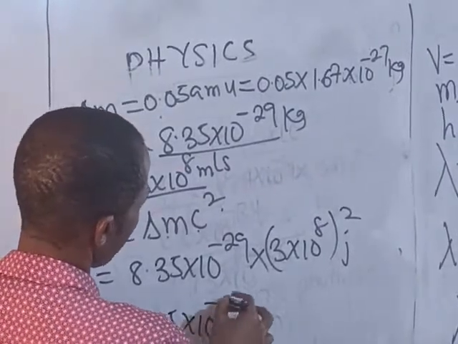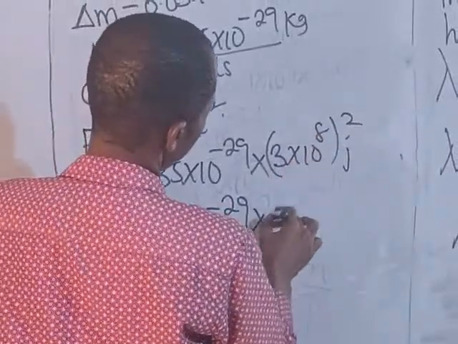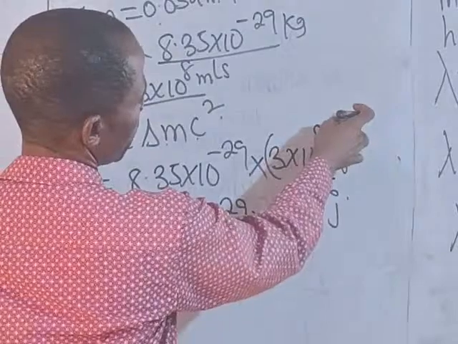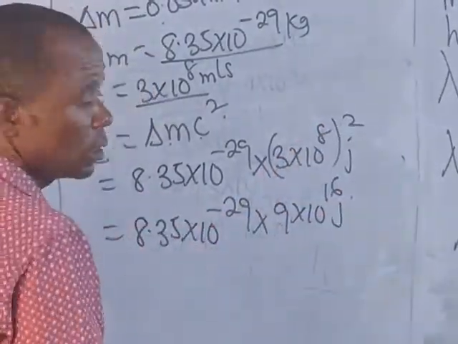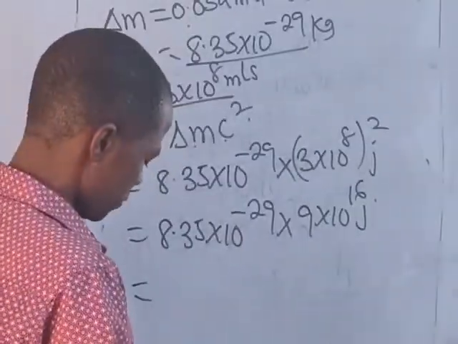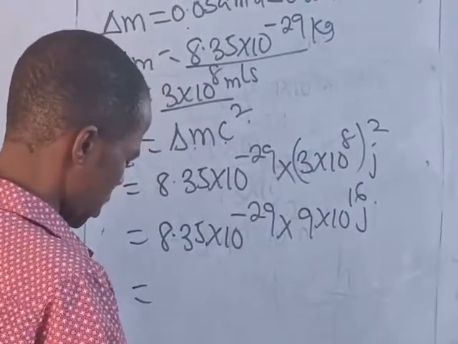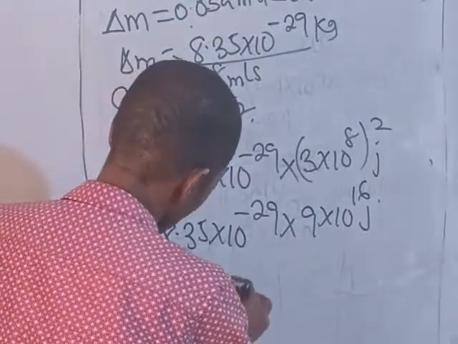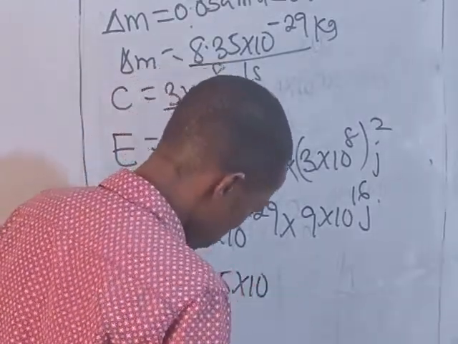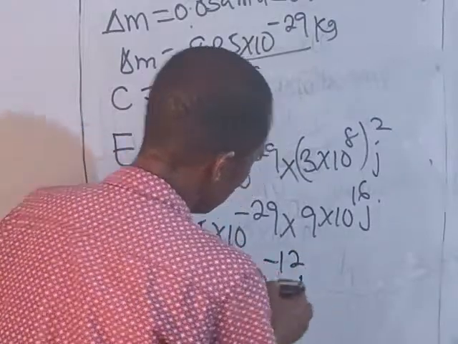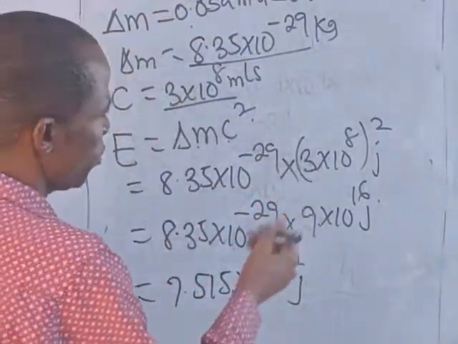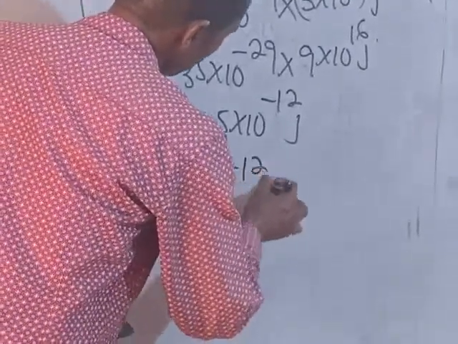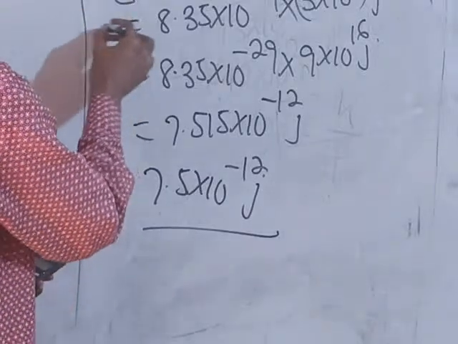So this becomes 8.35 times 10 to the power minus 29 times this one squared, which will give us 9 times 10 to the power what? 16 joule. 3 squared, that's 9. Then 8 times 2, that's 16. And then if you multiply everything together, that's 8.35 times 10 to the power minus 29 times 9 times 10 to the power 16. That's going to be 7.515 times 10 to the power what? That's minus 12 joule. And if you look at the options, that will definitely be option B because to one decimal place, it is 7.5 times 10 to the power minus 12 joule. So let's put that down.